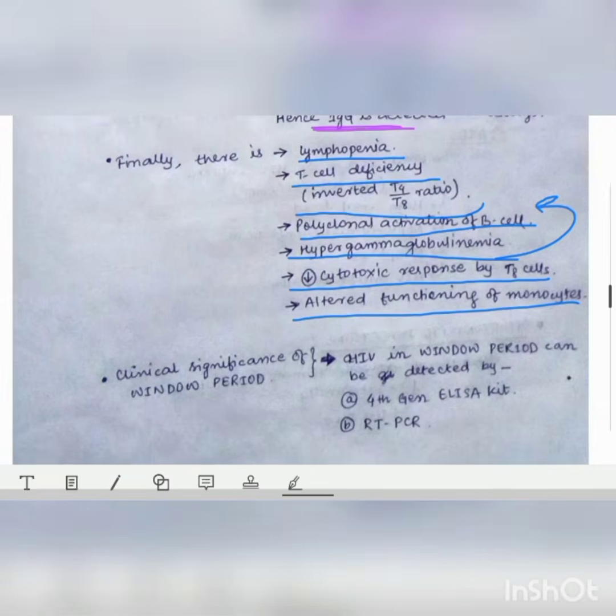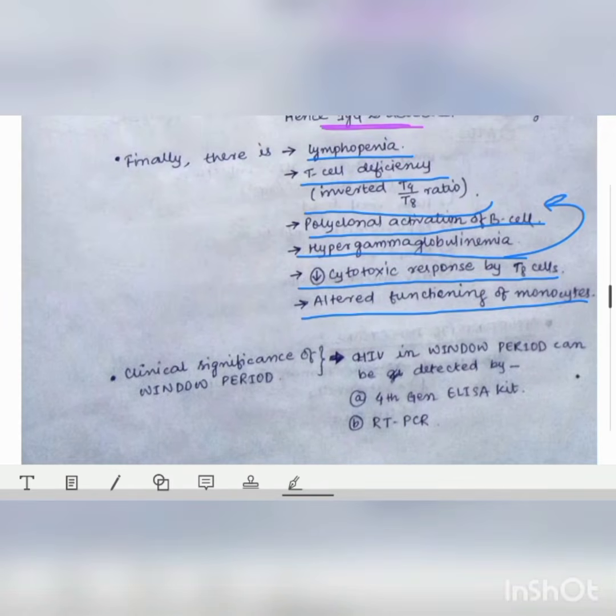Now, as we have read that there are no antibodies in the window period, how can we detect the HIV infection in the window period? For that, we know that the P24 antigen is the first to appear in the blood. The antibodies are not there, but the antigen is still there. Although the antibodies are not present in the window period, the P24 antigen causes the first antigenemia, so that's why it is present in the blood.